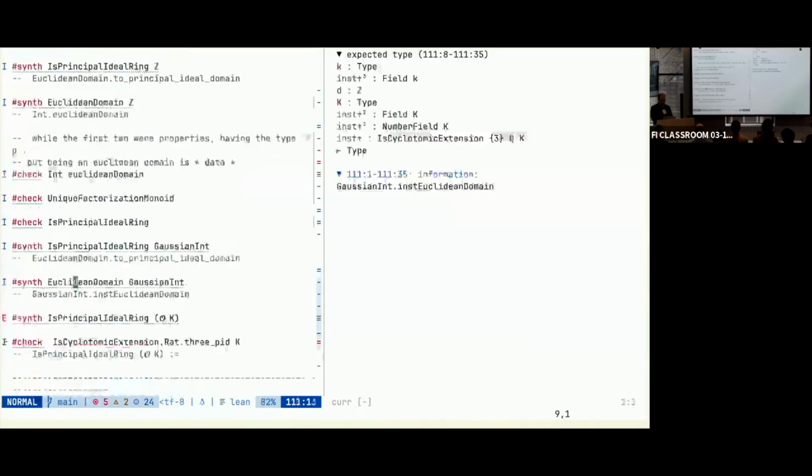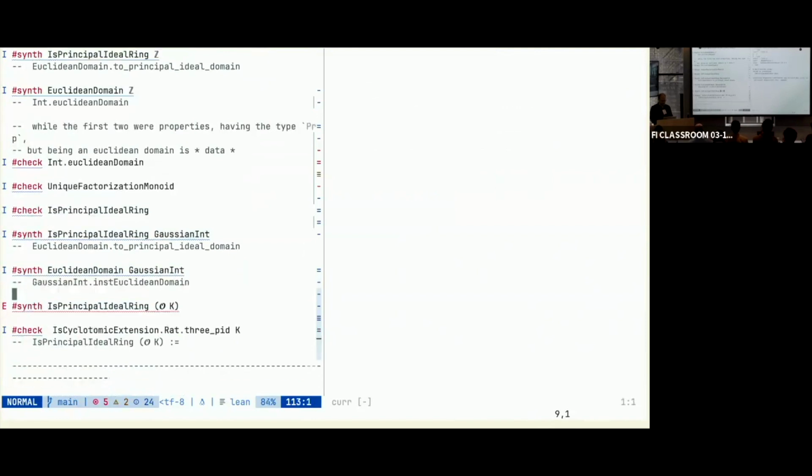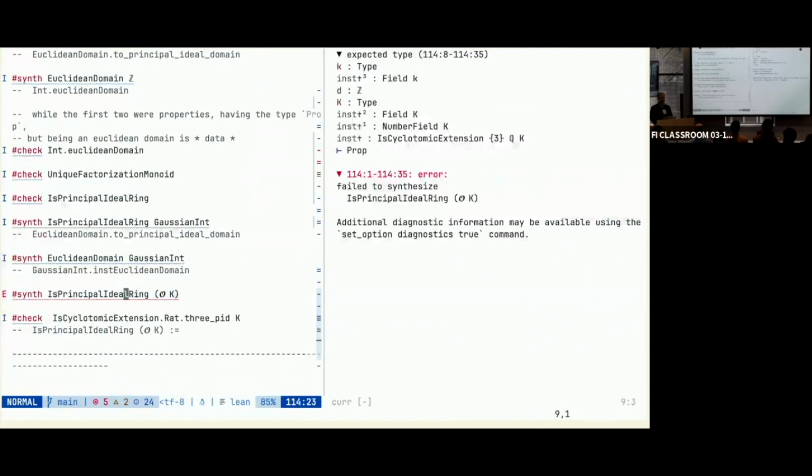And now if I go to why are Gaussian integers a principal ideal ring, it says, okay, you see that it's a Euclidean domain. It's because it's a Euclidean domain, and why it's Gaussian, there is a definition somewhere. I won't click. I just want to finish by showing why the ring of Eisenstein integers is principal.